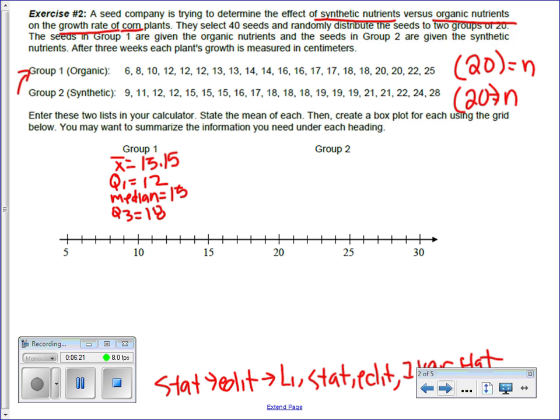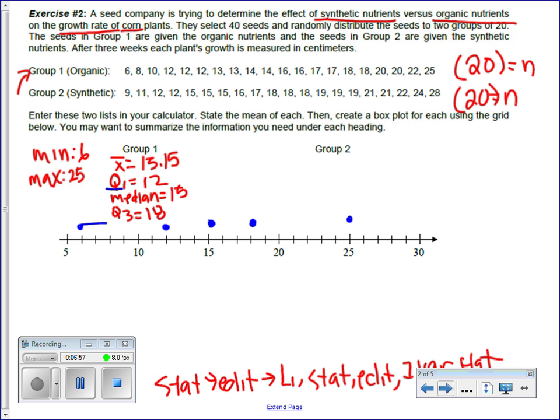Okay, so I also need actually the min and the max for group 1. So the minimum for group 1 is 6, the maximum is 25. So I'm going to start by putting a point at 6 and a point at 25. So here is 6, here is 25. Okay, then I'm going to put a point at 12 for Q1. I'm going to put a point at 15 for the median, or Q2. I'm going to put a point at 18 for Q3.